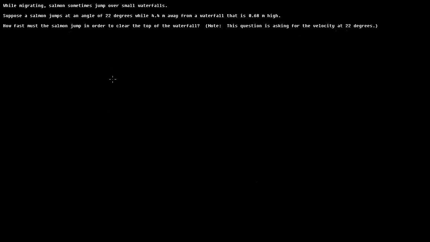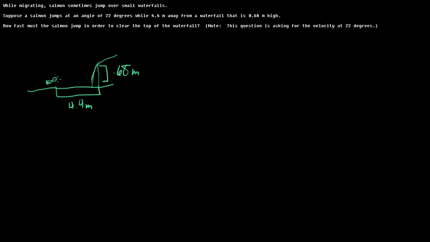So basically, we have our little waterfall, and our little fishy, and this is the river. Our little fishy is over here. There's a little fishy. And how far away is he? He's 4.4 meters away from the waterfall. And the waterfall is only 0.68 meters high.